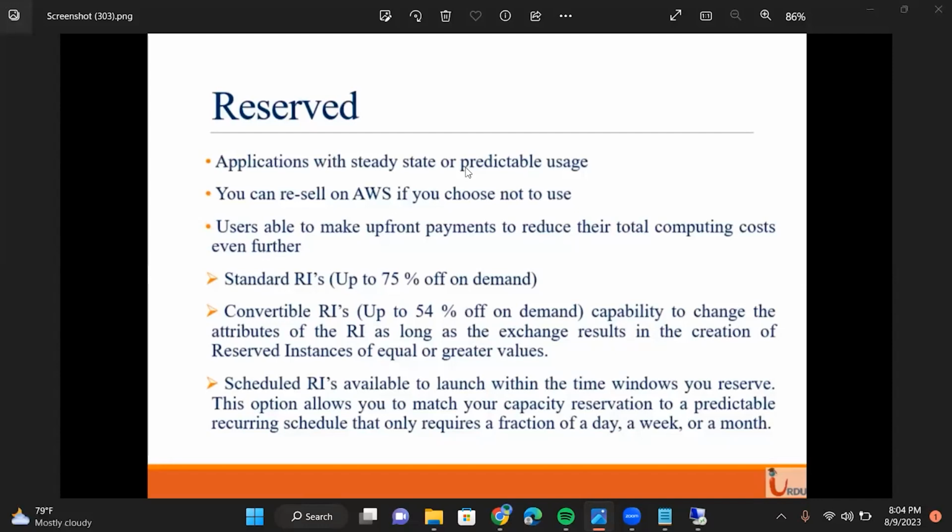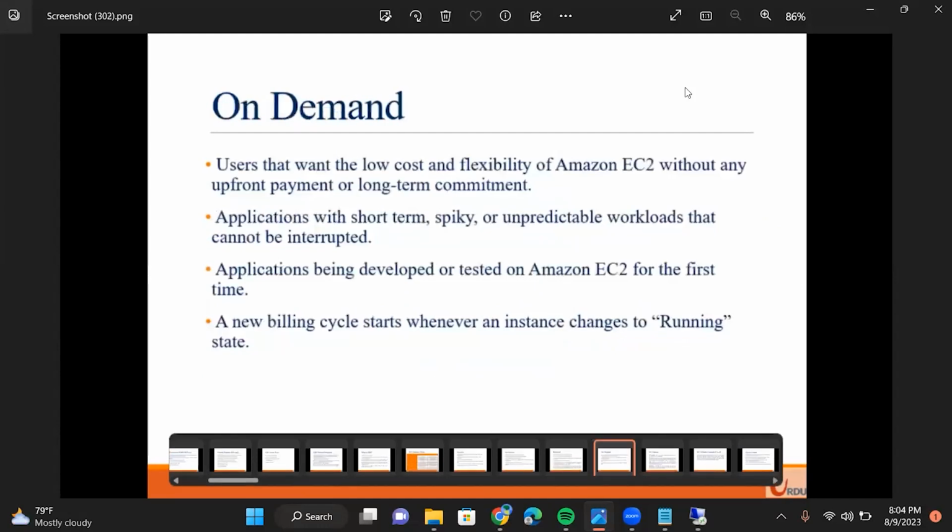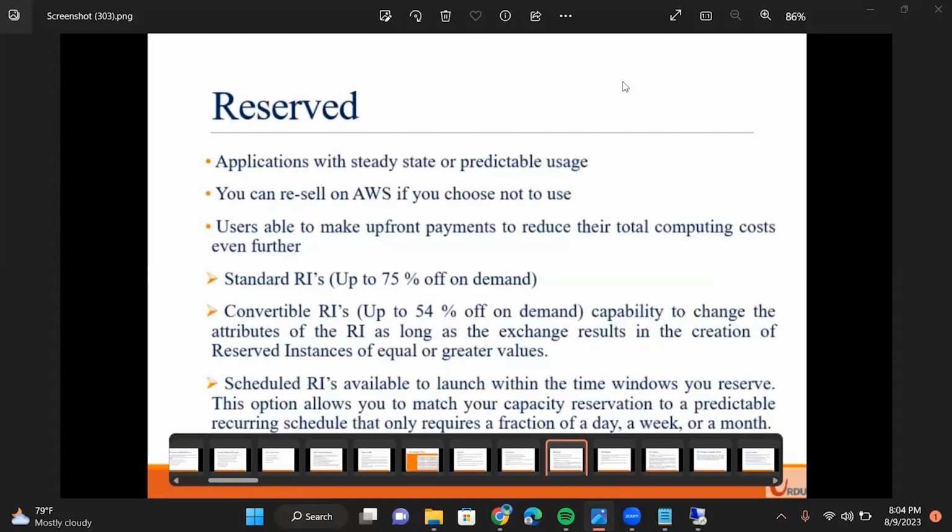Guys, any doubt in reserved instances? We have covered on demand, we have covered reserved. Any doubt in both of them?